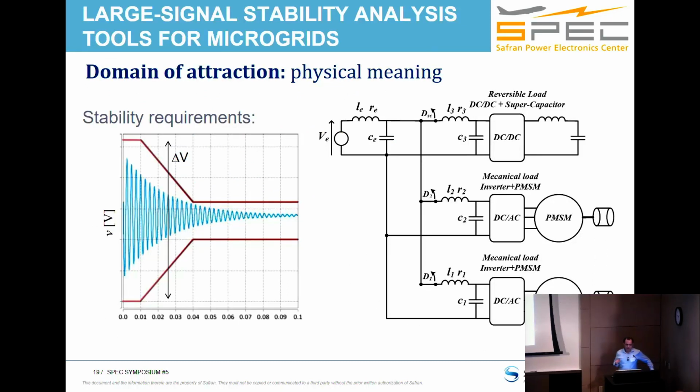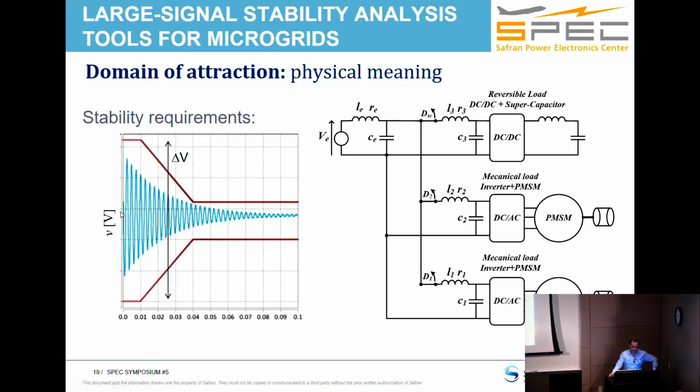Now you have a plot showing the domain of attraction. But what is the physical meaning and what is the interest for, for example, Airbus or Boeing? We have some standards in aircraft. For example, Airbus asked Safran Group, with whom we work, that when you have a load step from 0 to full load, you have to meet these requirements.